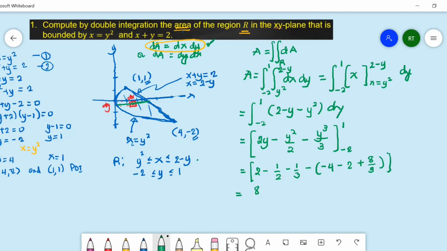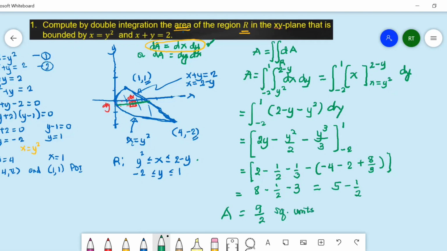Okay, and then we have negative 1/2. And combining -1/3 minus 8 over 3, -1/3 minus 8 over 3 is -9 over 3, right? And -9 over 3 is 3. Now, 8 minus 3 is 5. 5 minus 1/2. And 5 minus 1/2 gives us 9 over 2. So the area of the region bounded by the parabola x equals y squared and x plus y is equal to 2 is 9 over 2 square units.